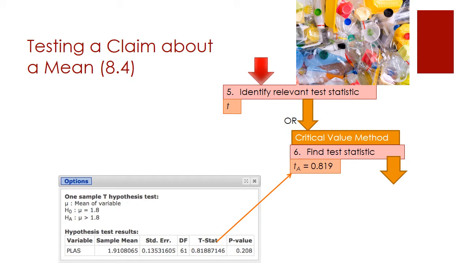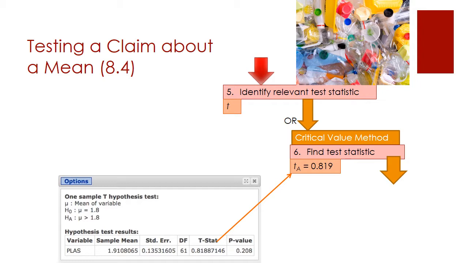Okay, now that we've gone through and solved testing a claim about a mean using the p-value approach, we're going to come back and do the same thing with StatCrunch, but now using it for a critical value method assessment. So we're going to go back, and we've got our test statistic that we have via StatCrunch here.